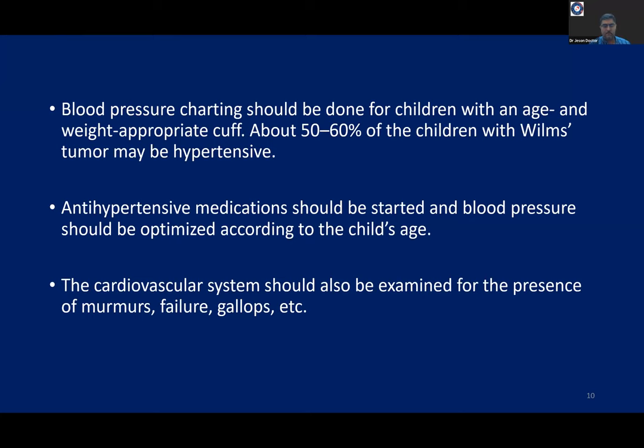perioperative morbidity. Again, the cardiovascular system, like I mentioned, should be examined for the presence of murmurs, failure, gallops, and maybe an undiagnosed atrial or ventricular septal defect or a PDA, which also needs to be checked for.